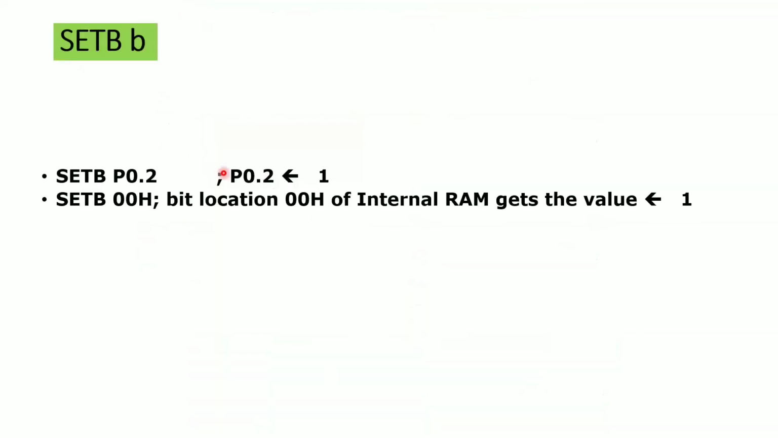Now I'm sure you know that there are 4 ports. Each and every port consists of 8 pins. Starting with 0, port 0 consists of 8 pins, which are 0, 1 up to 7. Now if you want to set a particular pin of that port, like P0.2, which is the third pin, to 1, then you can use this instruction.